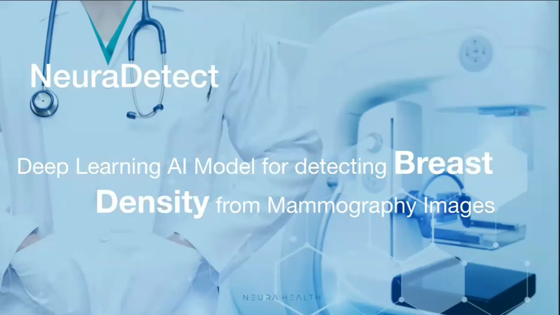Particularly, it's very difficult, even for expert radiologists, to consistently distinguish between class B, which is the scattered density, and class C, which is heterogeneously dense, from a mammogram exam. The AI model we use is designed to classify this with an accuracy comparable to an expert radiologist.